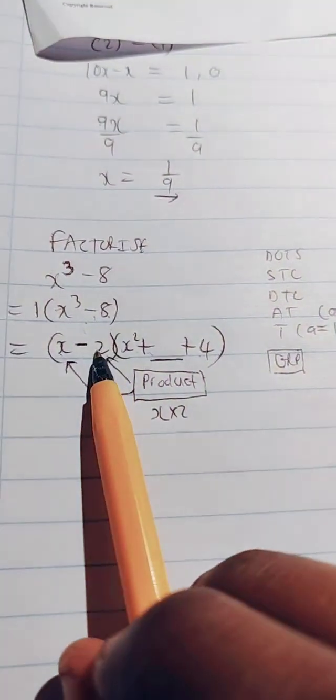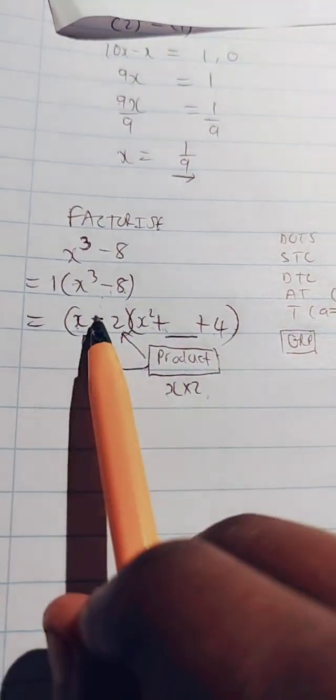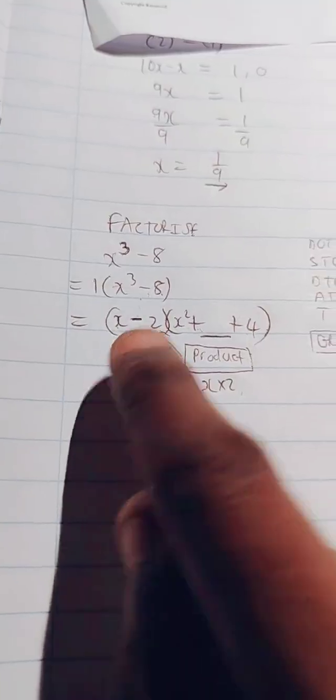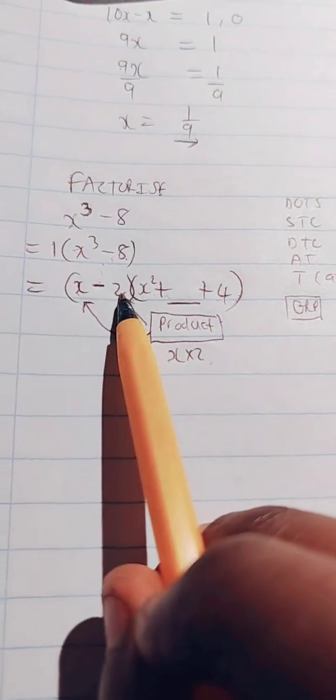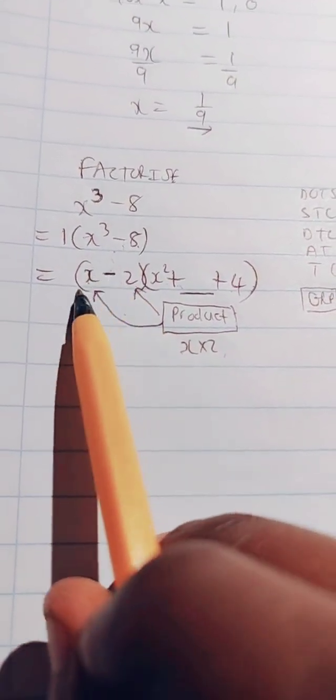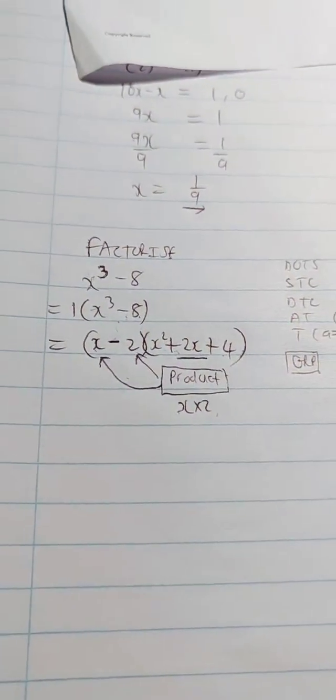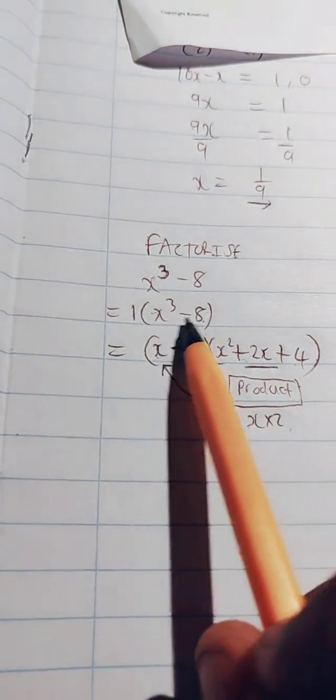And then the middle term will be the product, in other words the multiplication, of this guy and that guy. So you are going to say what is x times 2. Forget about the sign. You pretend as if the sign is not there and you just multiply the first and the second term in the bracket. What is x times 2? That gives you 2x. When you do that, you have factorized a difference of 2 cubes.